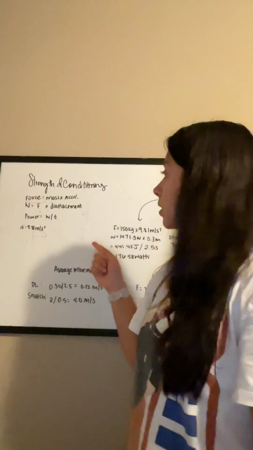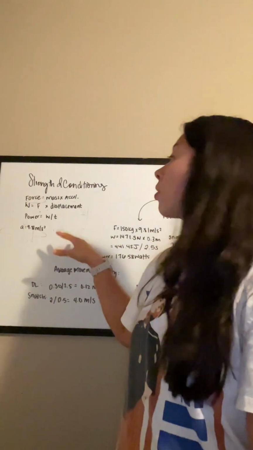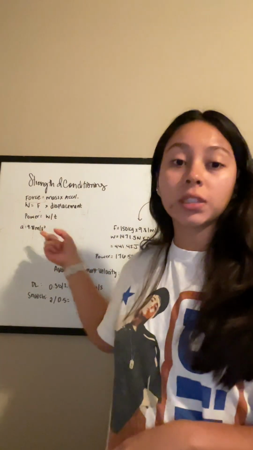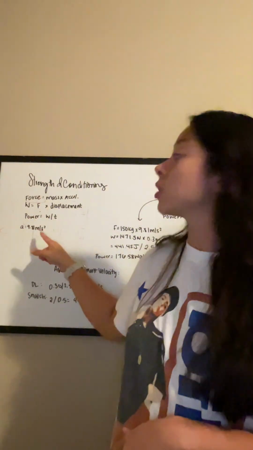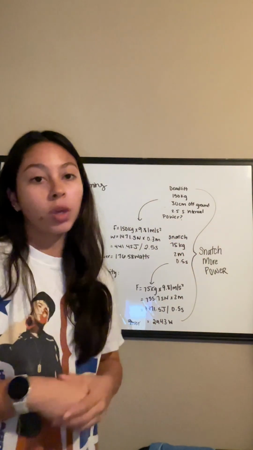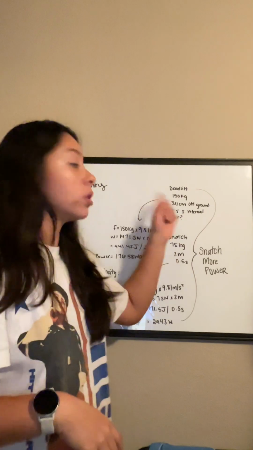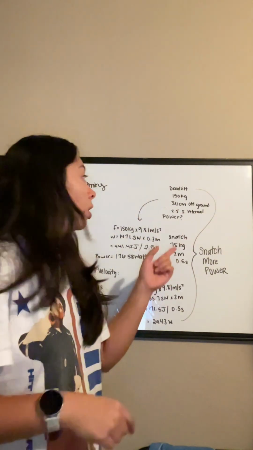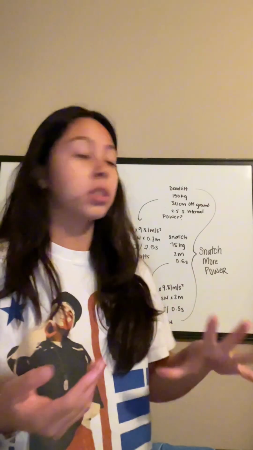So for our physics calculations, very important equations to know are: force equals mass times acceleration, work equals force times displacement, and power equals work divided by time. For our first calculation, we'll be doing a deadlift that was 150 kilograms over 30 centimeters off the ground, and then it took 2.5 seconds.